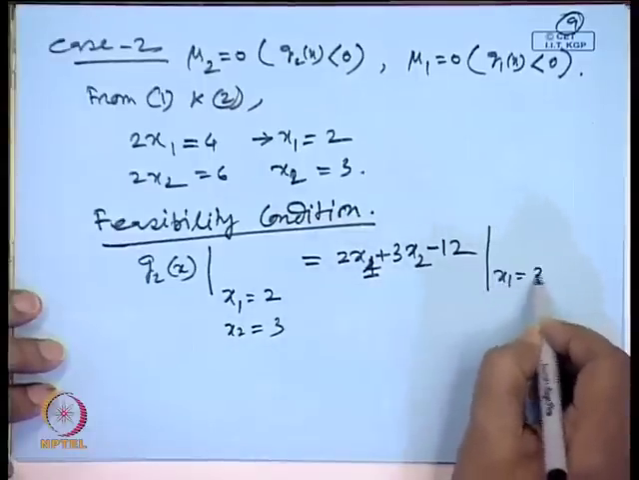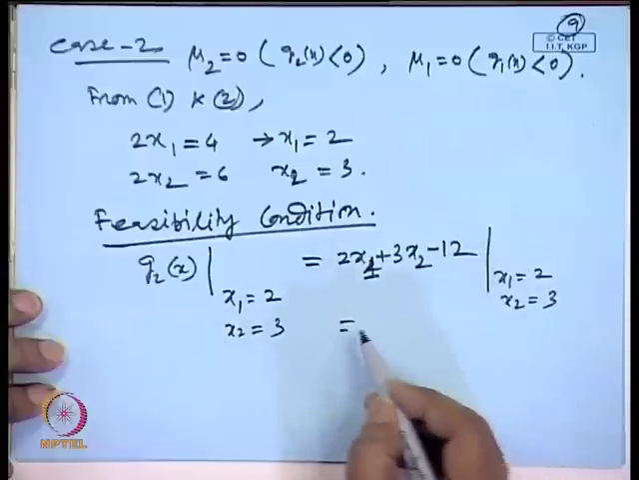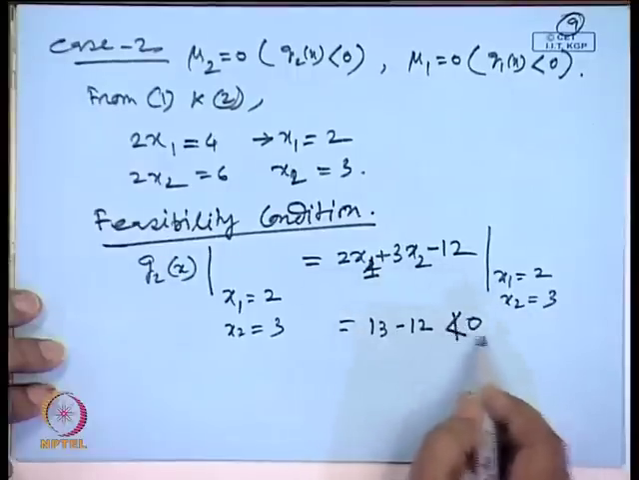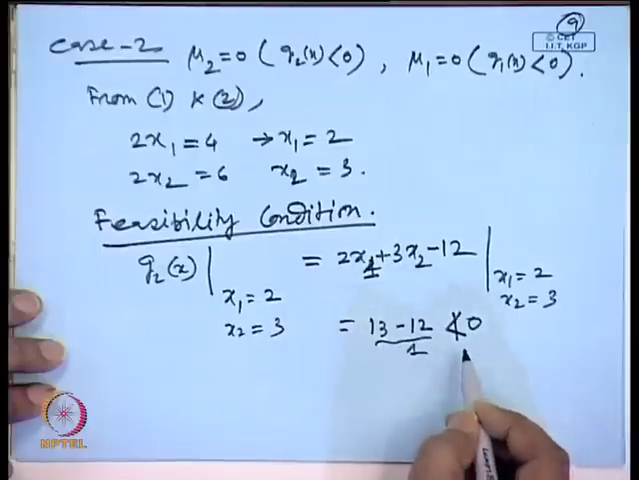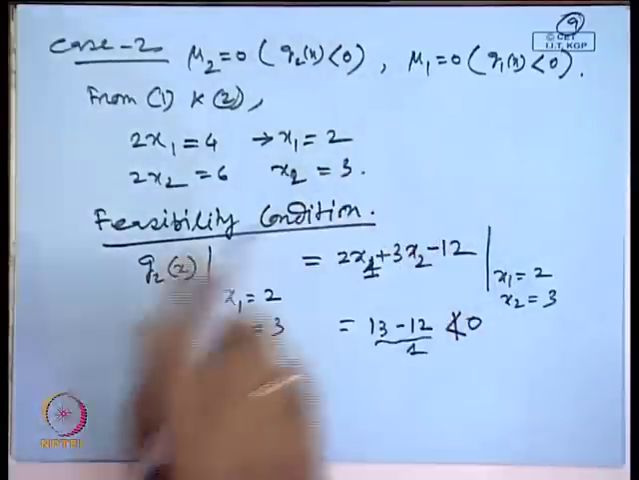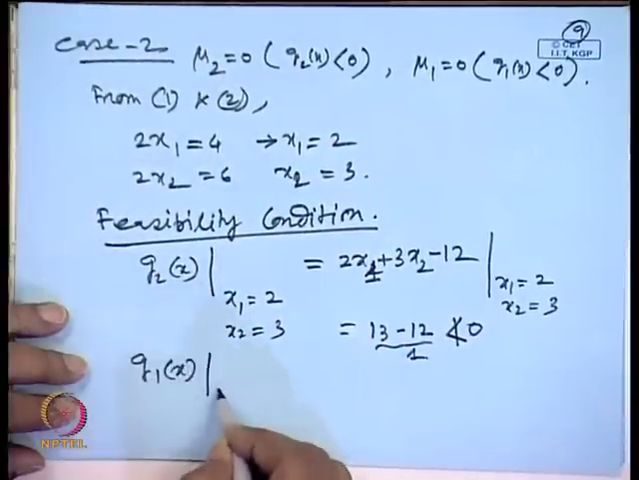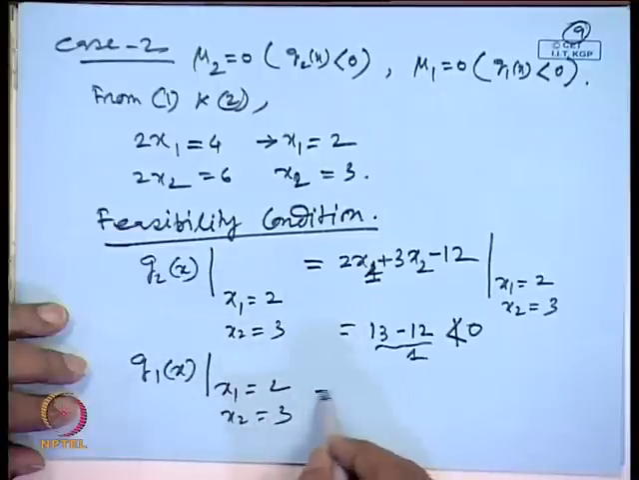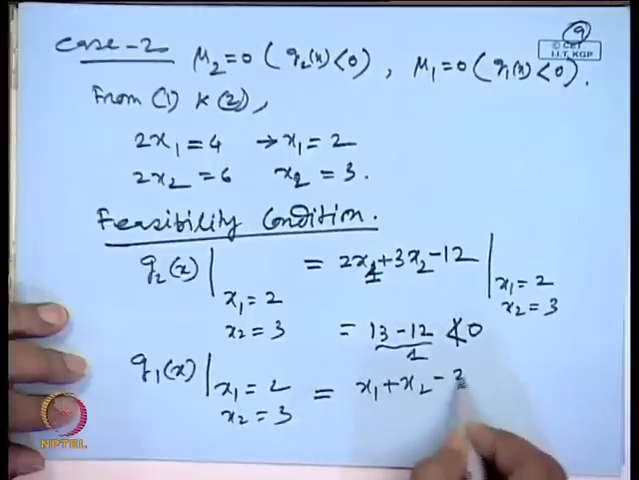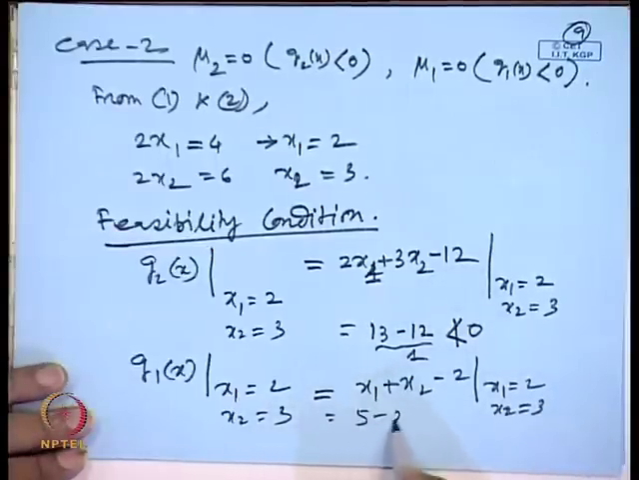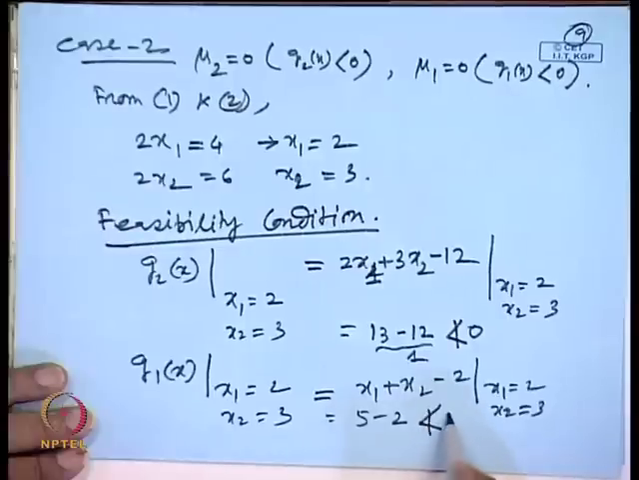Put this value, x1 is equal to 2, x2 is equal to 3, and you will get 13 minus 12, which is not less than 0. This means it is equal to 1, so it does not satisfy this condition. That means this point is outside the feasible space. Similarly, 1 is enough to check, so this is not an acceptable solution. You can also check g1 of x at x1 is equal to 2, x2 is equal to 3. g1 of x is x1 plus x2 minus 2, which is 5 minus 2, which is not less than 0.